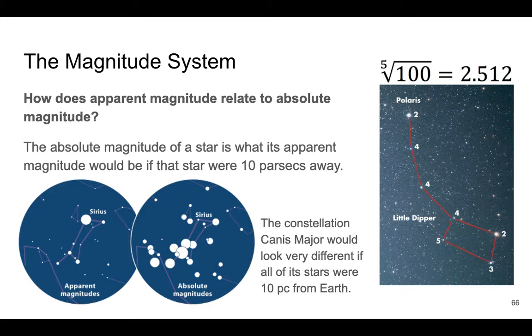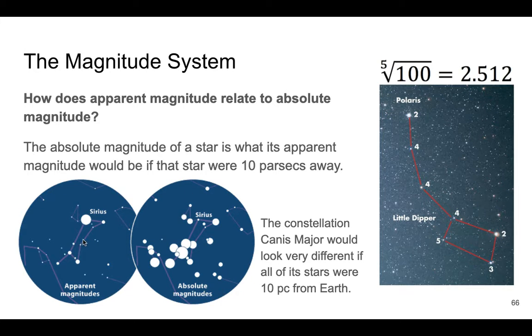So how does absolute magnitude work? We picked some nice round number. We went with 10 parsecs, and we said, if you were to take that star, however far away it actually is, and you could just move it to 10 parsecs away, how bright would it actually look? What would its magnitude be?